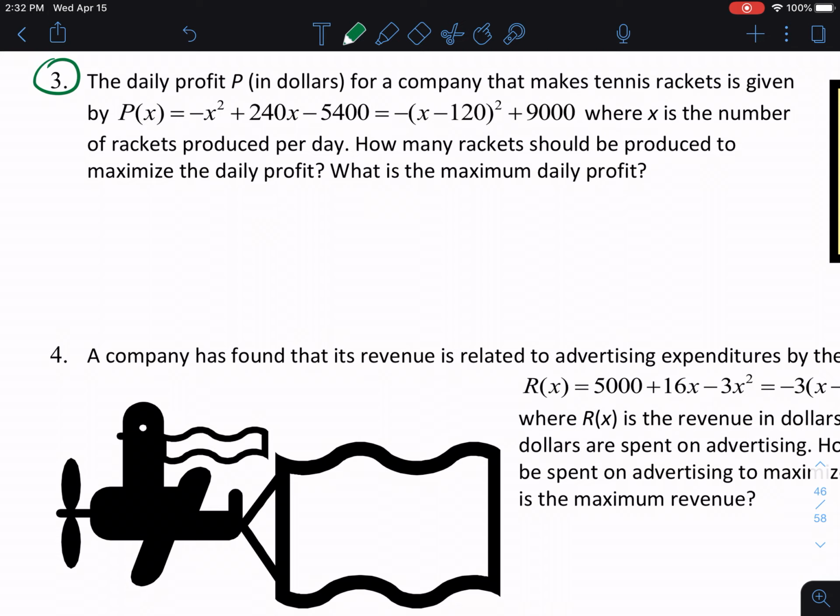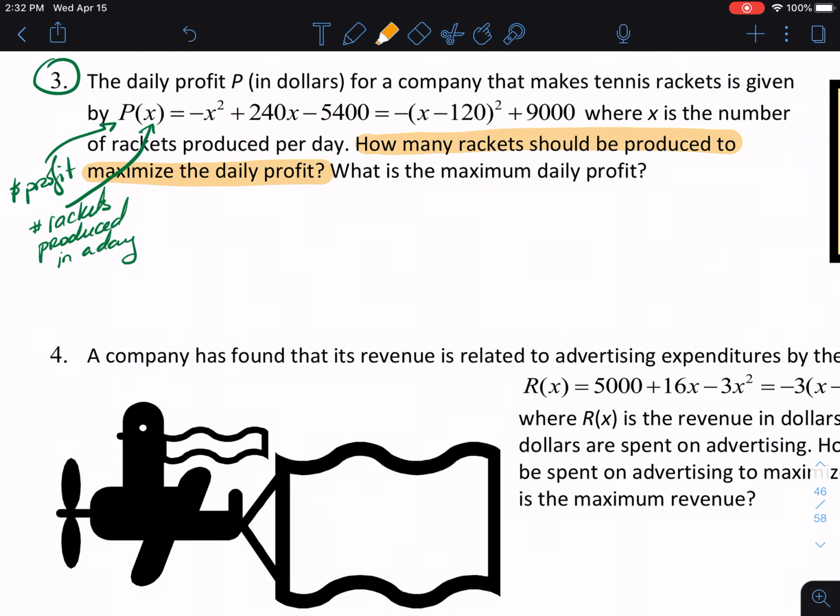So we have some explanations here. P is the profit in dollars. X is the number of rackets produced in a day. And we need to answer a couple of questions. One is, how many rackets should be produced to maximize the daily profit? And the second is, what is the maximum daily profit?